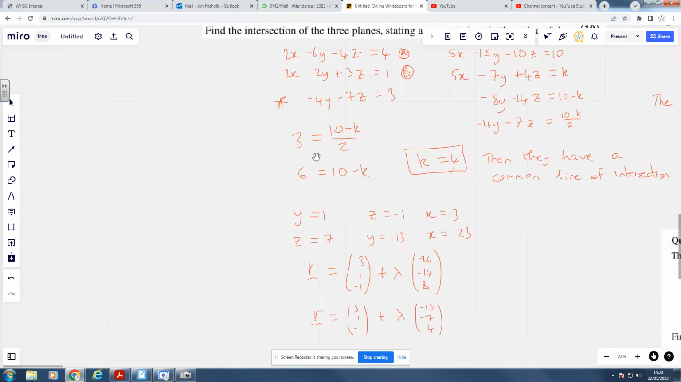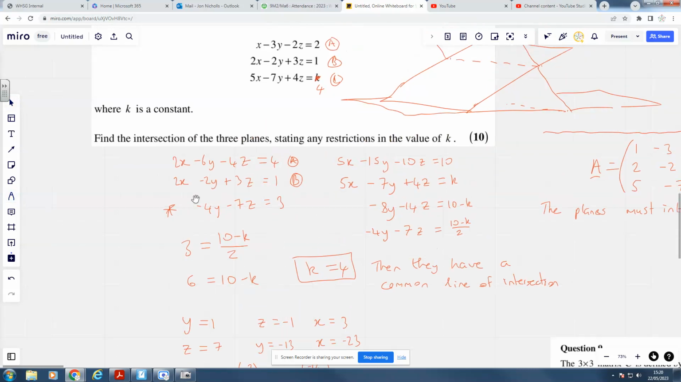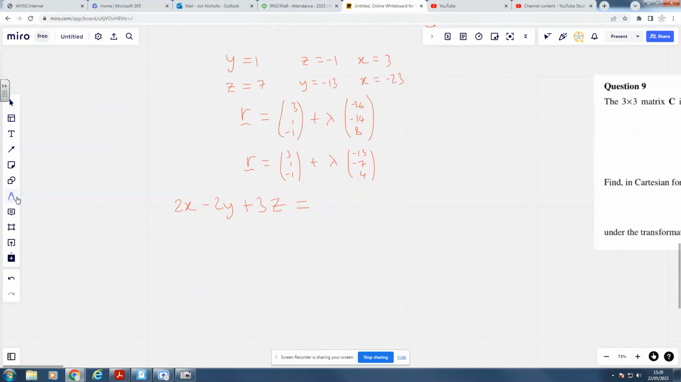So it's 2x minus 2y plus 3z. This is just how you check your answer. 2x minus 2y plus 3z. And what does it equal? It equals 1. Yeah? Let's see if this completely satisfies this equation for any value of lambda, because that means the whole line lies on it. 2 times 3 minus 13 lambda, minus 2 times 1 minus 7 lambda, plus 3 times minus 1 plus 4 lambda.